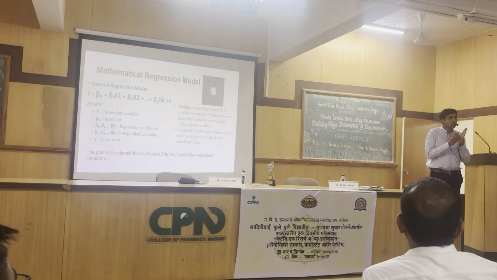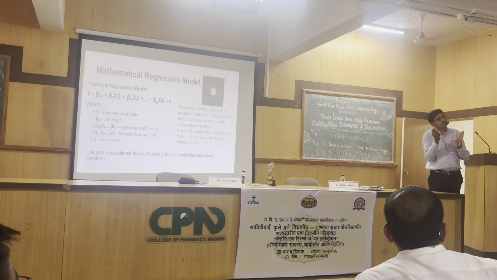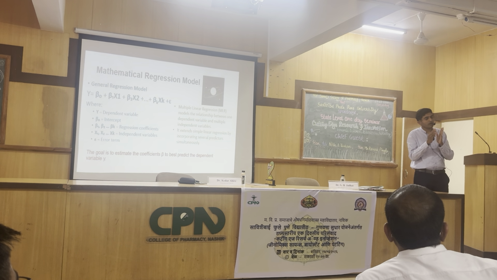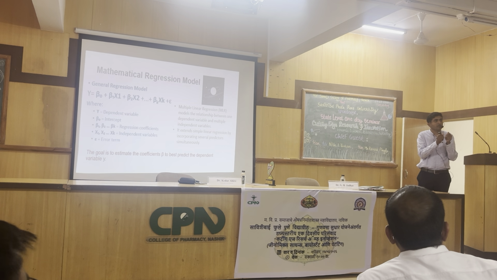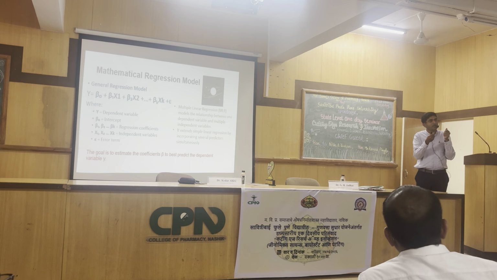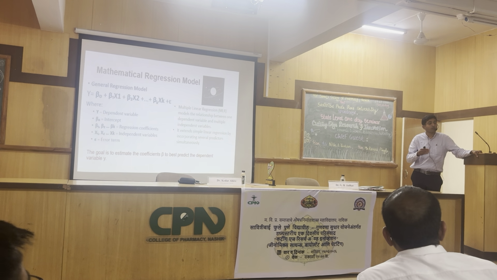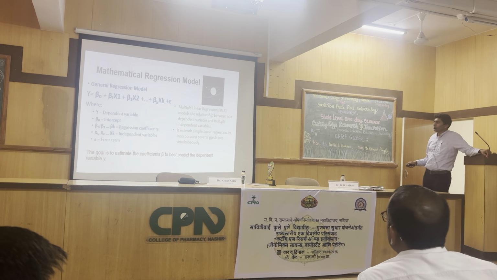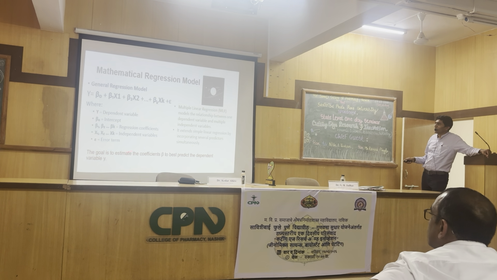Okay. So when the predicted value is subtracted from the actual value, then we get the error term. So the difference between the actual value and the predicted value is considered as an error. Okay. So the smaller the error, the better our model is. Our model is predicting the variables in a better way. Okay. So here the goal is to estimate the coefficients beta to best predict the dependent variable y.